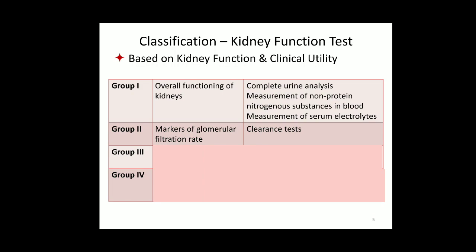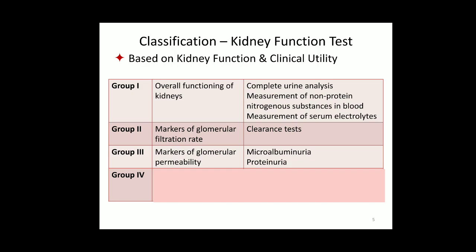Then to assess glomerular filtration rate, that is, whether the kidney's glomerulus is working properly and the filtration rate GFR is okay, clearance tests are done. Under clearance tests we have creatinine clearance, urea clearance and so on. Then to assess glomerular permeability, microalbuminuria and proteinuria are the two tests that are done.